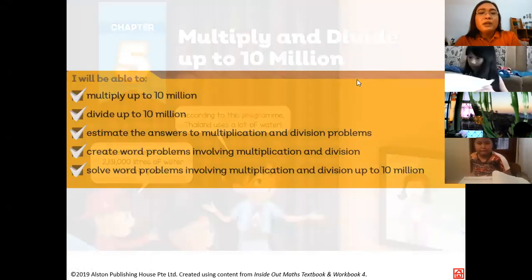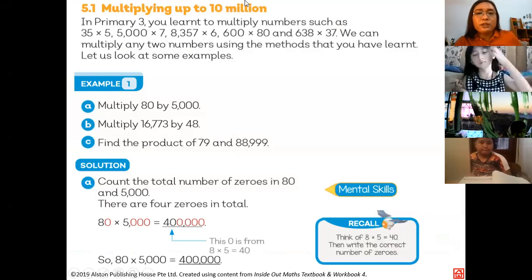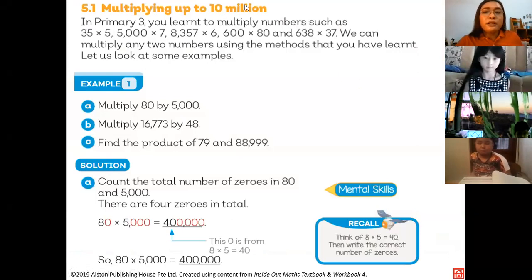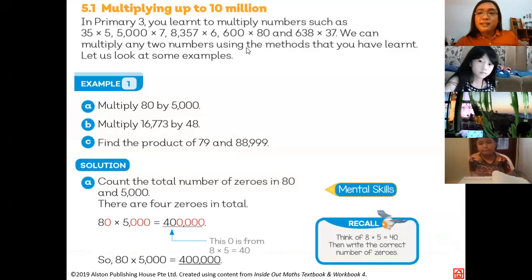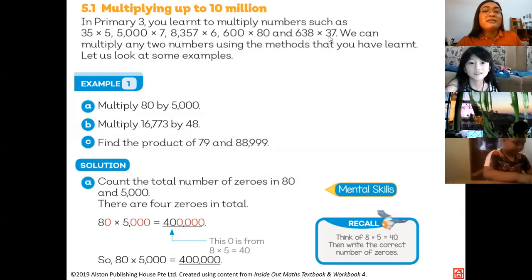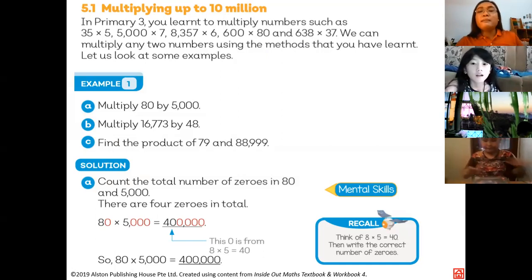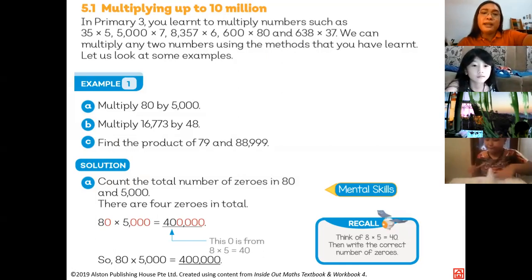All right. So as we all know, during your third grade, in primary 3, you learned to multiply numbers such as 35 times 5, 5,000 times 7, 8,357 times 6, 600 times 80, and 638 times 37. So we can multiply any two numbers using the methods that you have learned. So let us look at some examples, okay?